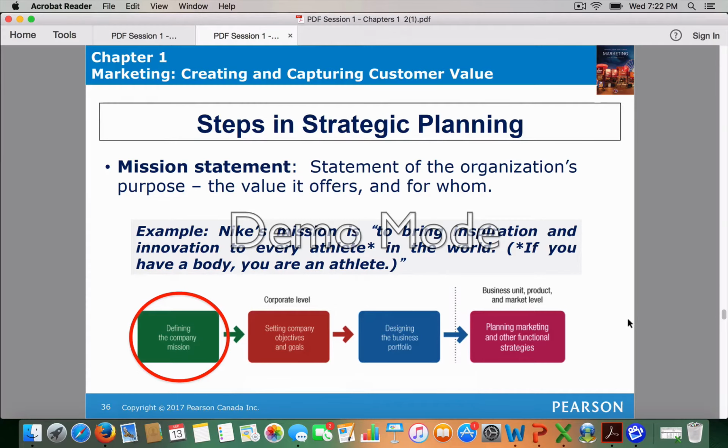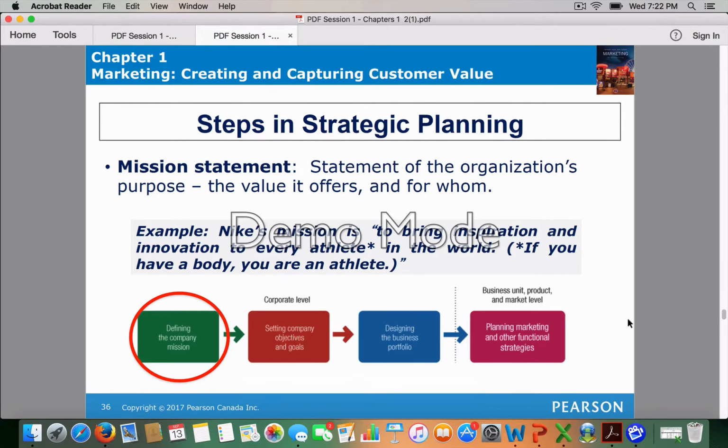And the first step is to define the mission. What exactly is the organization's purpose? What is it trying to achieve in the biggest sort of picture sense? What does it want to do? What kind of value is it planning to offer, and who's it going to offer that value to? We're going to talk a lot more about value and targeting a specific market over the coming slides and also over the coming weeks.